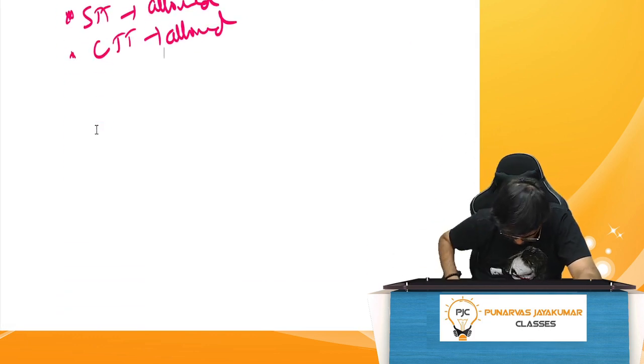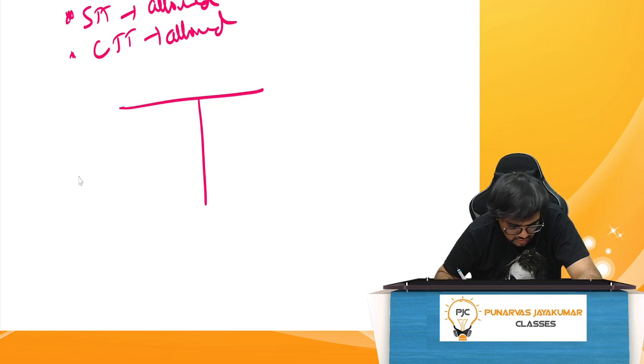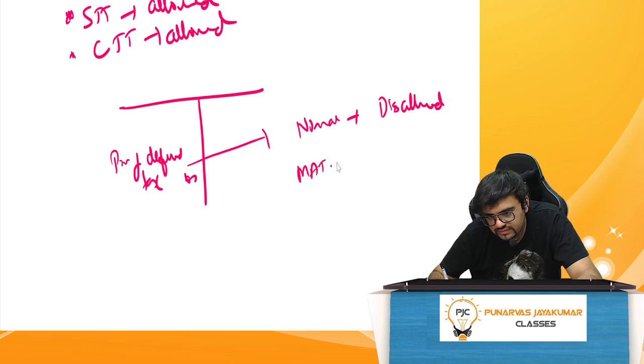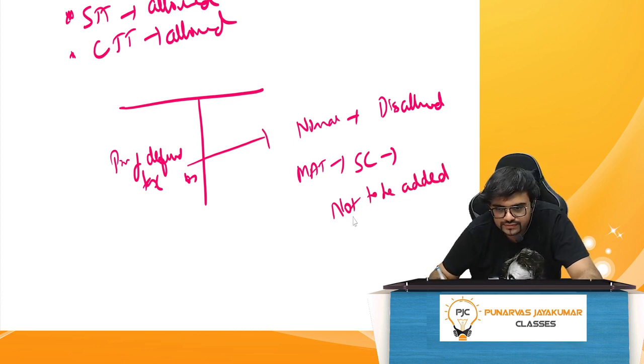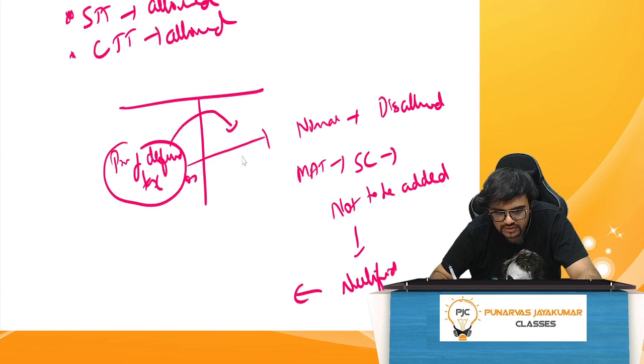But before that, what about provision for deferred tax? Under normal income tax provisions, it will be disallowed. Under MAT, the Supreme Court said it is not to be added. The government did not like it. It was also nullified. Years later, if you credit back the provision for deferred tax, saying that this provision I'm going to bring back into the books, this also has to be subtracted.